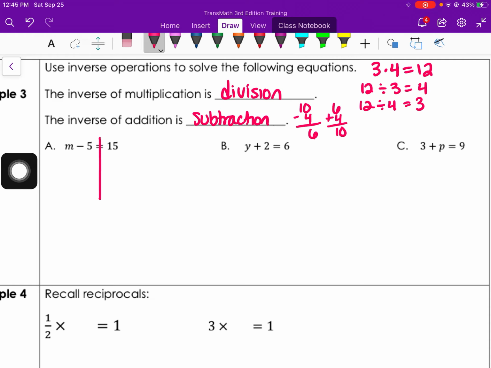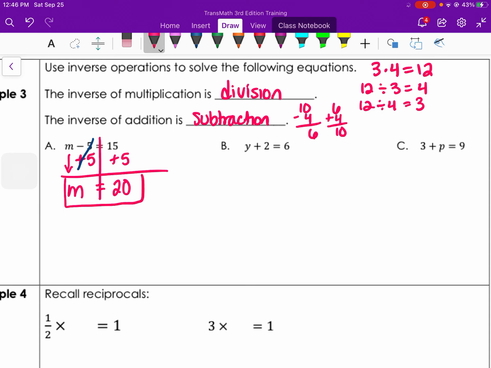So I want to get the m by itself here. And so I have m minus 5. Notice the inverse of subtracting 5 is adding 5. So if I do that on the left, I can do that on the right as well. And then -5 plus 5 is 0. So if I have a -5 plus 5, I get a 0 here. So then all I'm left with is this m on the left. And this is my equals. And then don't forget to add on the right as well. 15 plus 5 is 20. So I get the answer of m equals 20.